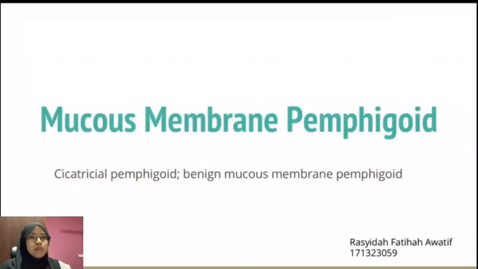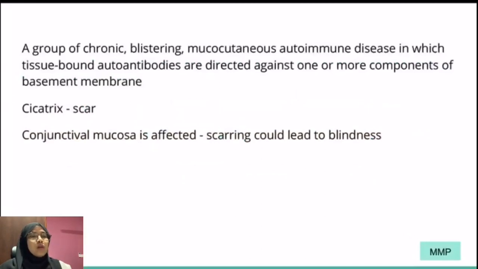Next is mucous membrane pemphigoid, also known as cicatricial pemphigoid or benign mucous membrane pemphigoid. It is a group of chronic blistering mucocutaneous autoimmune diseases in which the tissue-bound autoantibodies are directed against one or more components of the basement membrane. The word cicatricial is derived from cicatrix, which means scar, because when the conjunctival mucosa is affected, it leads to scarring, which could lead to blindness.